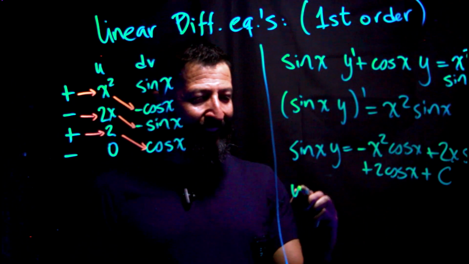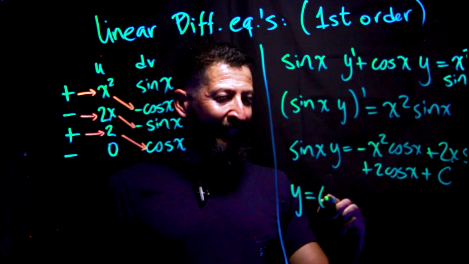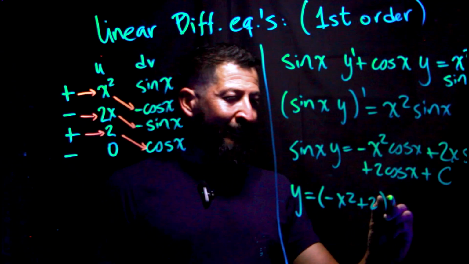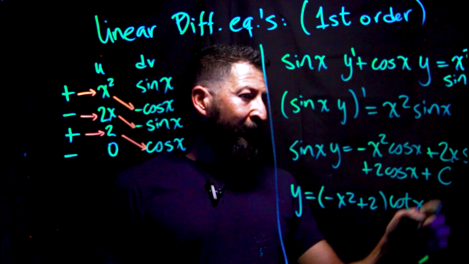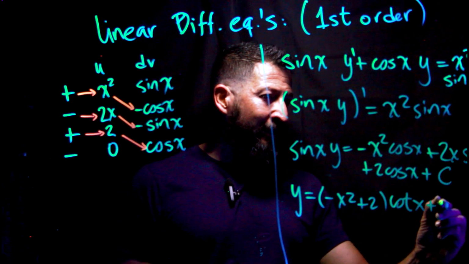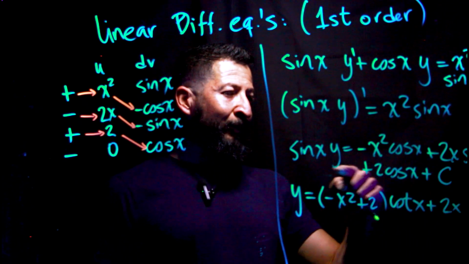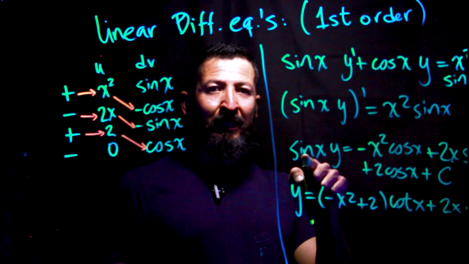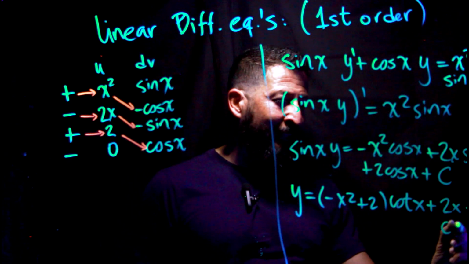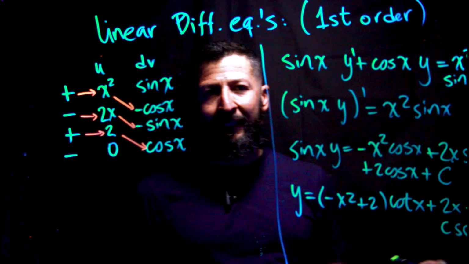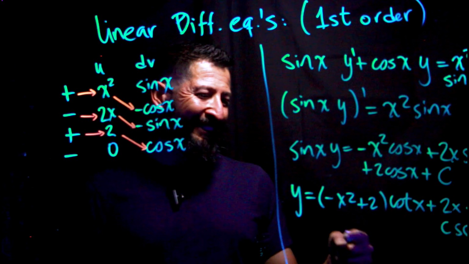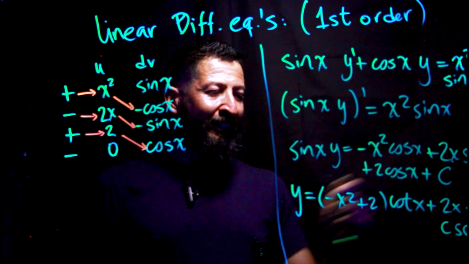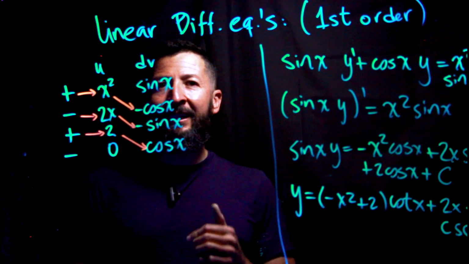Alright, try again. Y is going to be negative x squared plus 2. Now I'm going to have a cosine over sine, cotangent. And then I'm going to have this one, 2x, and then sine over sine, which is going to be that. Done. And don't forget your c, and when you divide by sine, it's going to give you a cosecant of x. And I ran out of space yet again. So it should be negative x squared plus 2 cotangent of x plus 2x plus c times cosecant of x. And that gives us a solution.